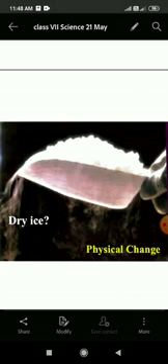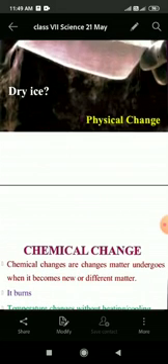So in this case, what is happening? Dry ice is actually carbon dioxide, and when it is converting into gas, that is also carbon dioxide. So in the chemical property there is no change at all; it is only changing its physical state. That's why this is another example of physical change.